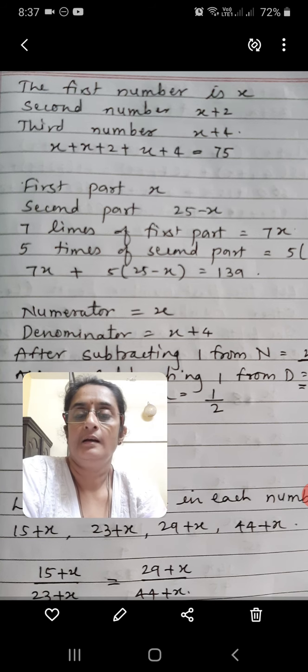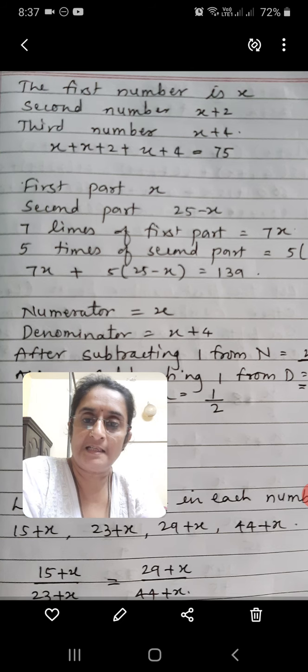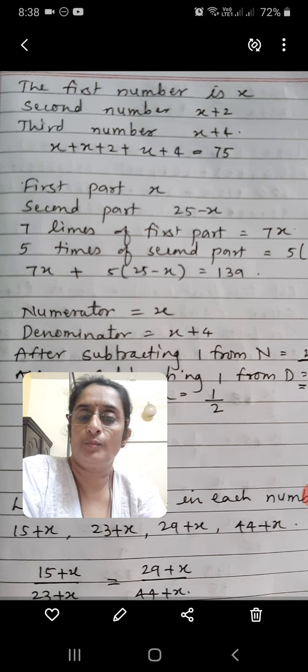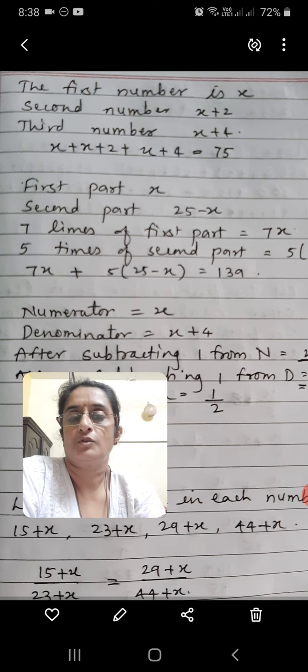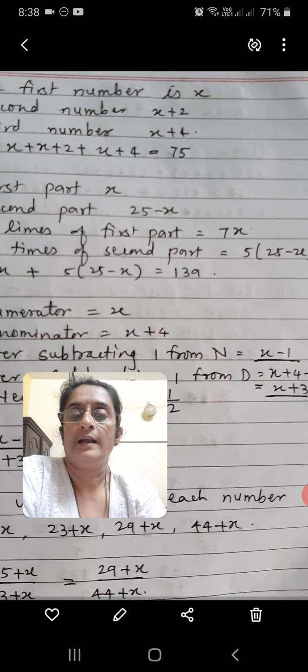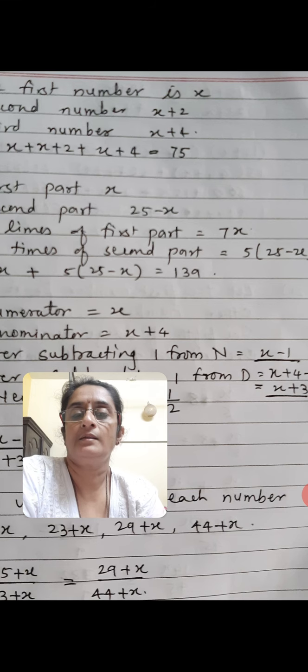Anyhow, when you do the first part, we will consider that as x. The second part will be 25 minus x, isn't it? So the first part will be x and the second part will be 25 minus x. Now you have to make 7 times the first part. So 7 times means you have to multiply the first part with 7. So 7 times the first part is 7x, and 5 times the second part. The second part is 25 minus x. 5 times means you have to multiply that with 5.